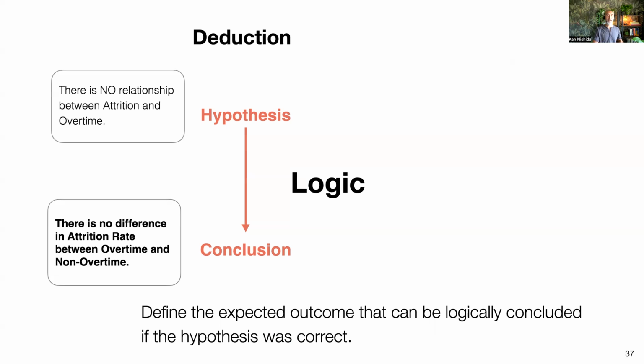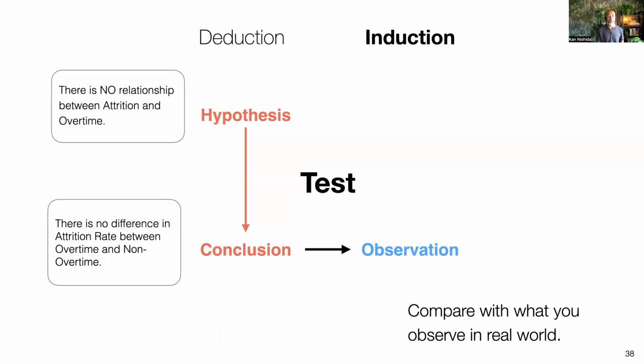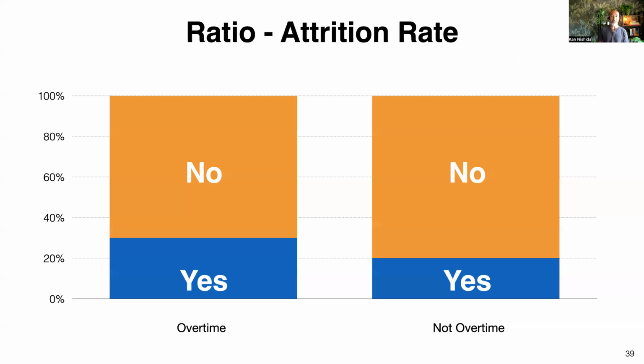Now the left-hand side is done, then go to the right-hand side, induction side. Then we have to test in the real world. Left-hand side is just theory, so we want to test if that's happening in the real world or not. And then we look at the data, the same chart we saw before, and hey, there's a difference here. People who work overtime have a larger percentage who left the company. So we can conclude that somehow there's a relationship between these two.